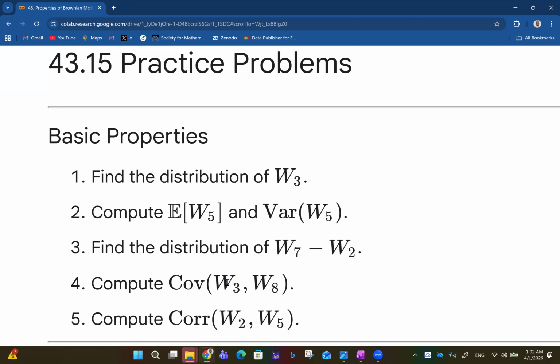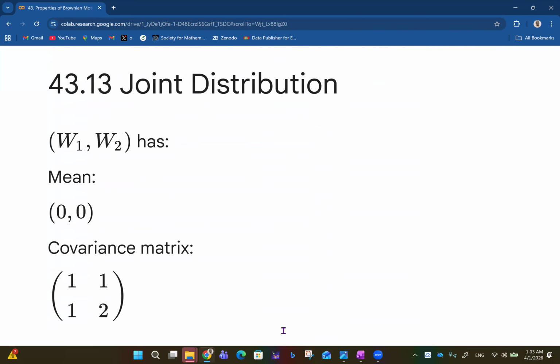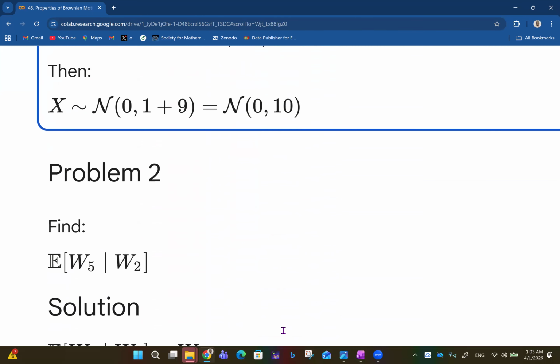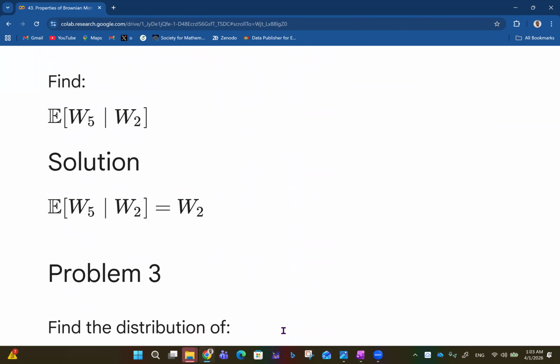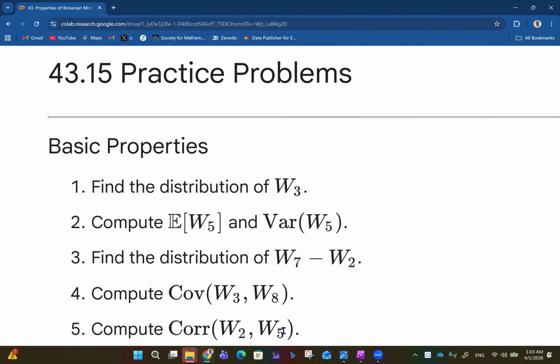Then compute the covariance of W3, W8. Take the smaller value. That's the minimum of 3 and 8, which is 3. Compute the correlation of W2 and W5. Did you see correlation before here? I think we just saw covariance. Okay, covariance was what we saw there.